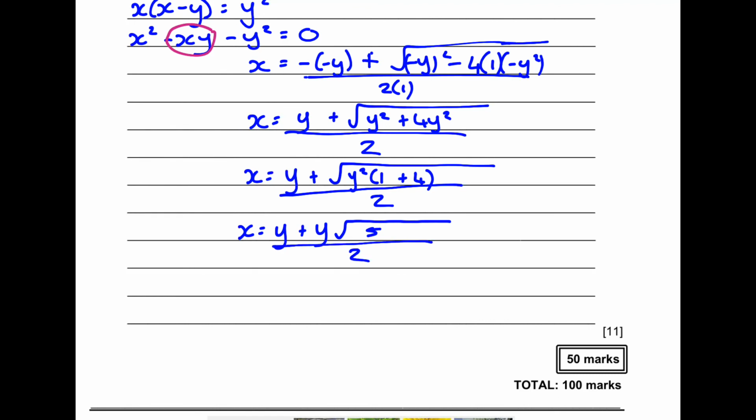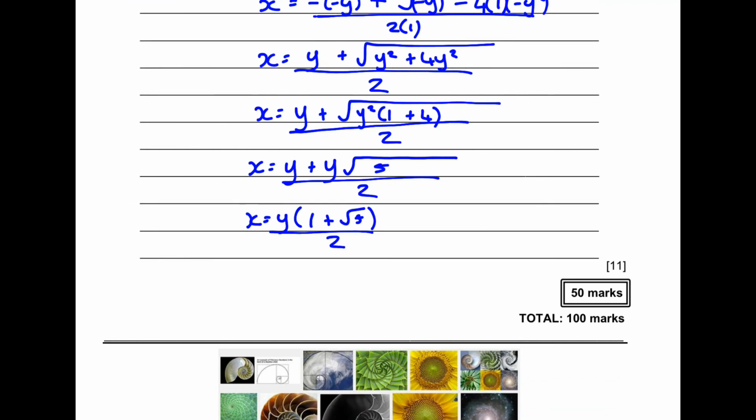Now we can factorize a y out. So x equals y into 1 plus root 5 over 2. Now I'm running out of space because I'm doing more steps than is actually necessary. In this step here, you can actually factorize the y squared out and take the square root of y squared straight out, so you can eliminate this step.